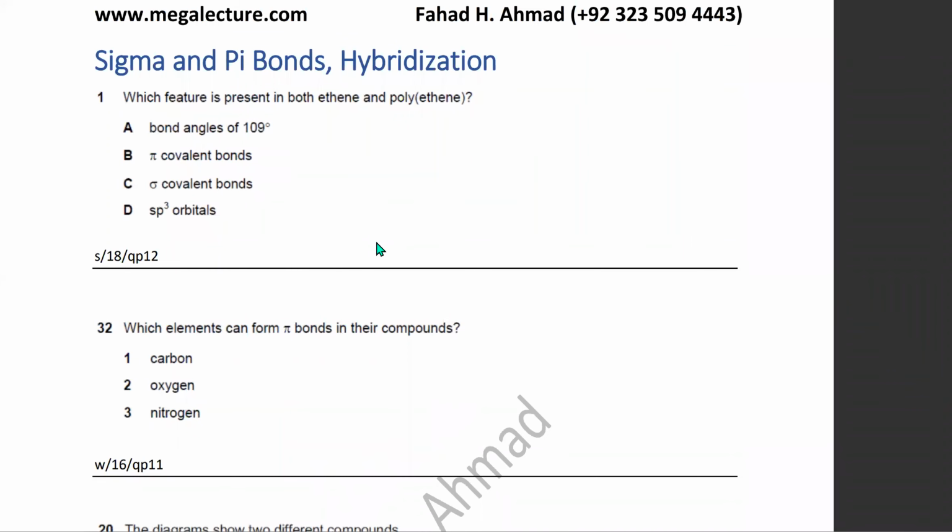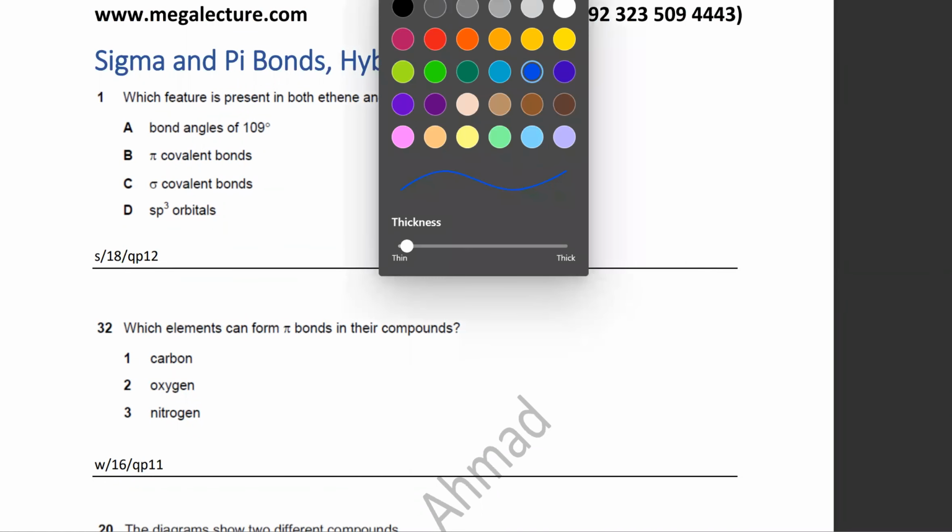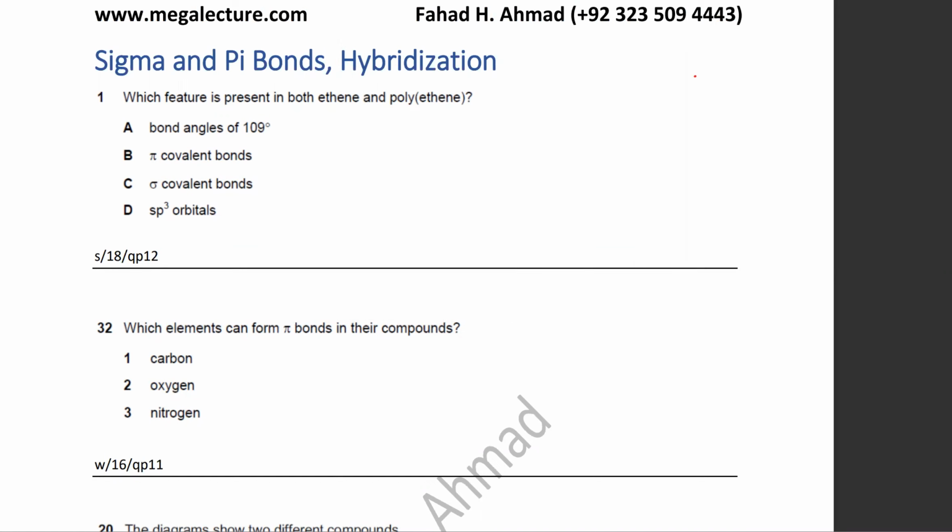So we did the first question, I think. We're going to start with the second question. The second question is: which elements can form pi bonds? So just a quick brief recap of what pi bonding was.